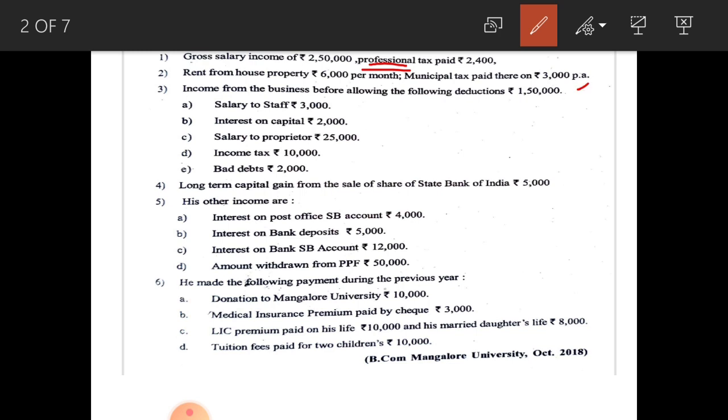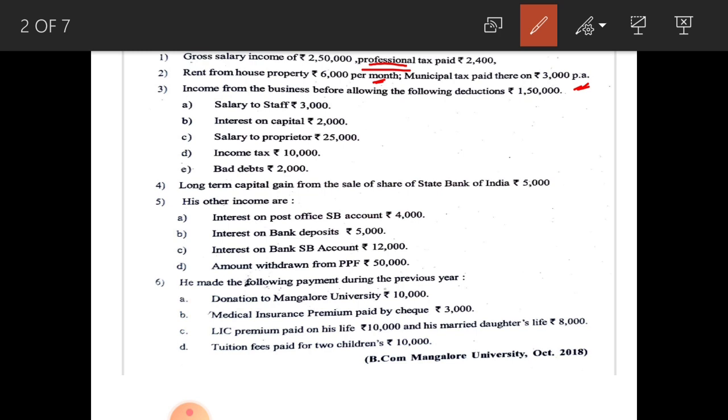Carefully observe, it is per annum and rent per month. You have to deduct from 72,000 this municipal tax 3,000 rupees. You get annual value. From that annual value, standard deduction 30% of annual value you have to deduct to get income from house property.